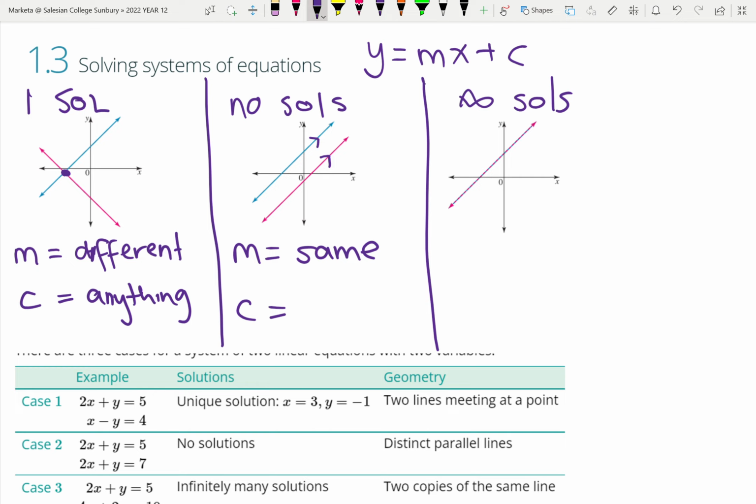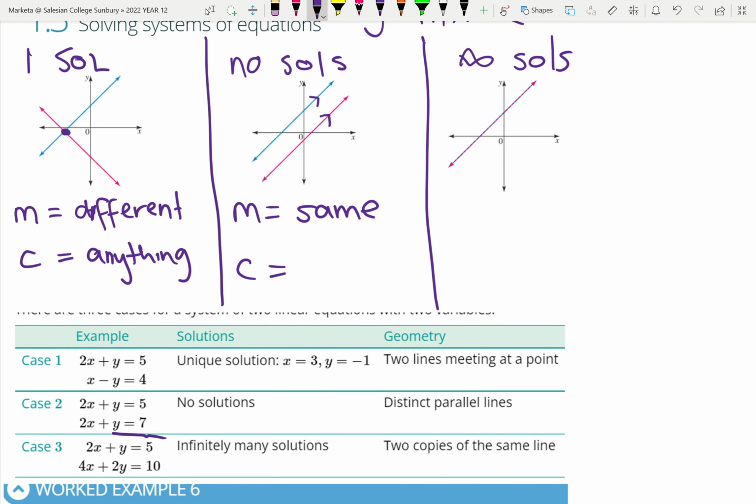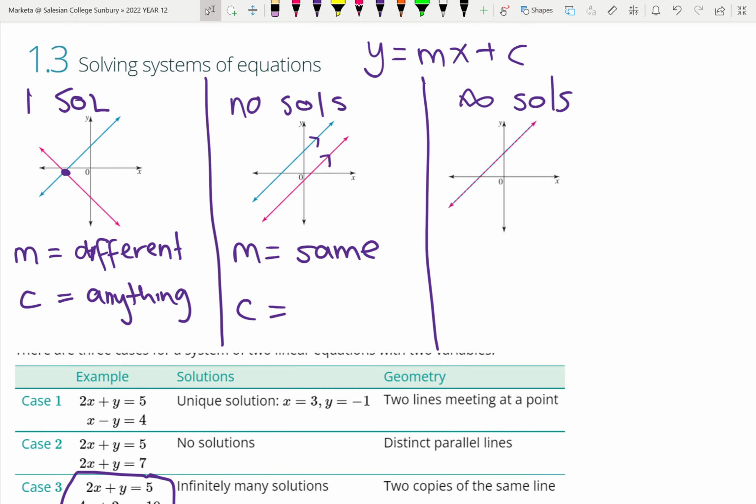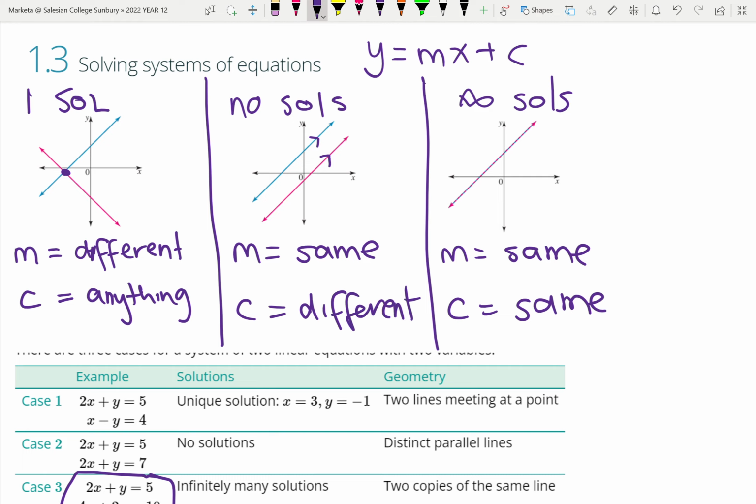For infinite solutions, what's drawn here is the same line, one on top of the other. And you might think, well, that's silly, it's just one line. But as we'll look at down here, you could write the equation in two different ways, two copies of the same line, one on top of the other. So in this case, the gradient is the same, and the y-intercept is also the same. So if we go back to no solutions and it's got the same gradient, the y-intercept would have to be different. Because if it was the same, then you'd have infinite solutions again. So these are the representations in pictures, and it's quite good for you to draw those out and understand what conditions make each situation.